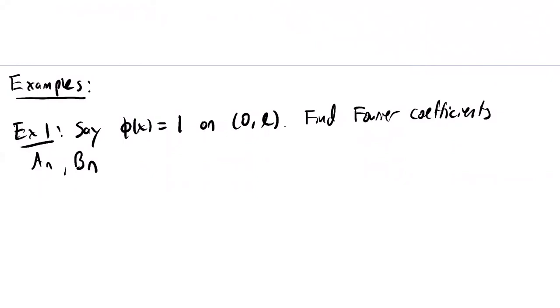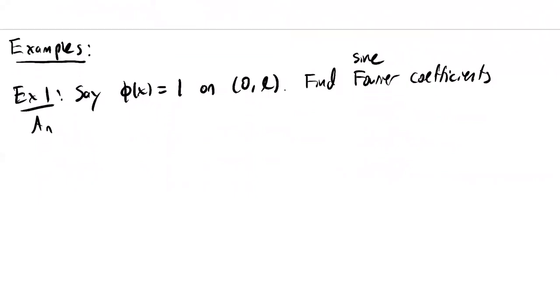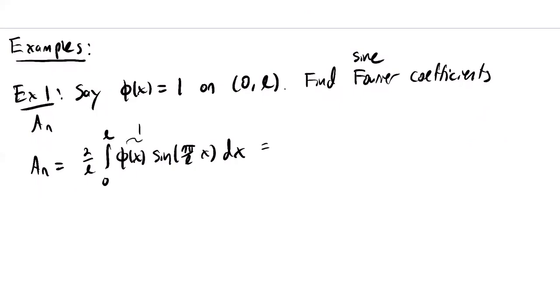And in fact, let's just do the sine. So we're only looking at the interval between 0 and L, so let's find the sine Fourier coefficients. We'll do an example with full Fourier coefficients next time. So it's just going to be, say, an. Well, by definition, we have an is equal to 2 over L times the integral from 0 to L of my function phi of x times sine of n pi over L times x with respect to x. Well, if my function phi of x is just 1, this becomes 2 over L times the integral from 0 to L of sine of n pi over L times x dx.